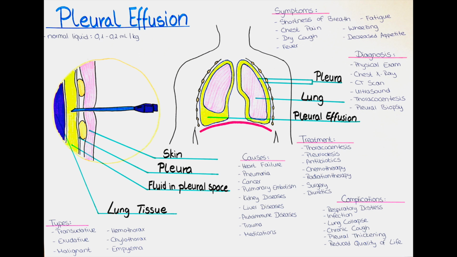However, if there is an imbalance between the production and reabsorption of fluid, or if there is an underlying medical condition, such as heart failure or pneumonia, excess fluid can accumulate in the pleural space, resulting in pleural effusion. The amount of fluid in a pleural effusion can vary widely, from a few milliliters to several liters, and can cause respiratory symptoms and complications.